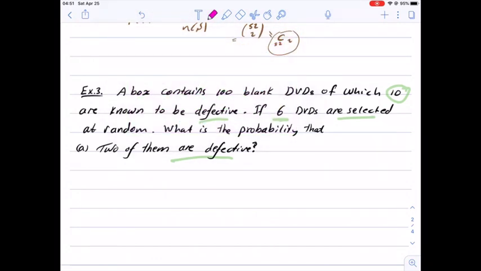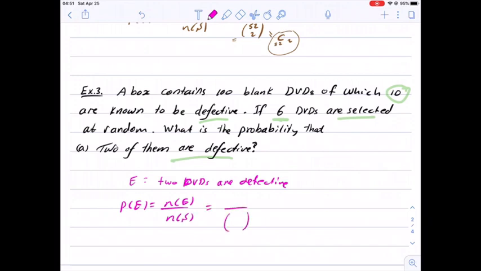So here we have the event that 2 DVDs are defective. So the probability of this event is the number of outcomes of this event over the number of outcomes of the sample space. For the sample space, it's very easy to determine: from 100 DVDs, we choose 6.